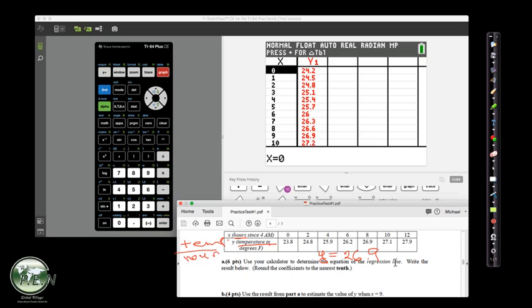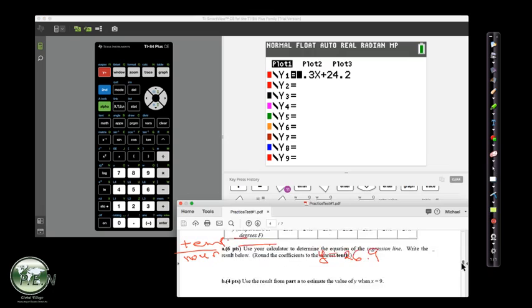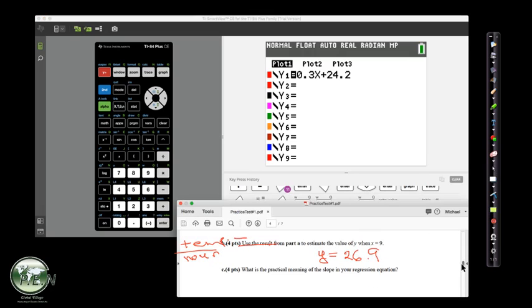And remember from the equation, back to the y equals, the equation, the slope was 0.3. So that means 0.3 degrees Fahrenheit per hour. Okay, so we can go ahead, come down here. That was for there. What's the practical meaning?